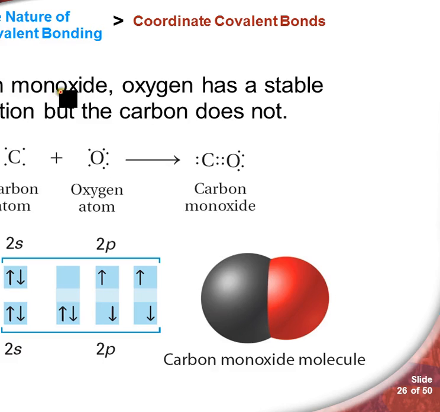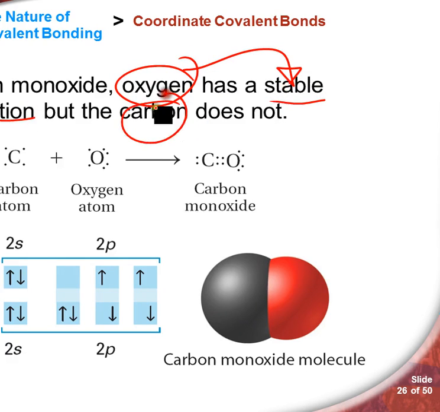Carbon monoxide is dangerous. It goes into our blood cells and keeps us from being able to put oxygen into the red blood cells. So it will kill you if you get too much of it. That's part of the reason we have detectors in houses for carbon monoxide. The oxygen has a stable configuration, but the carbon does not.